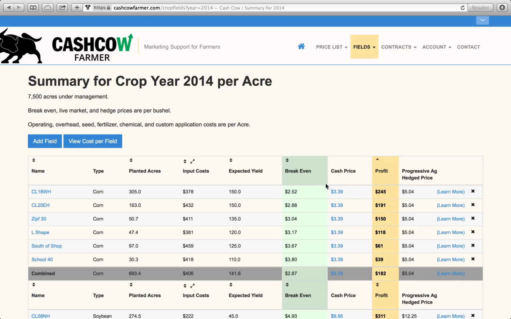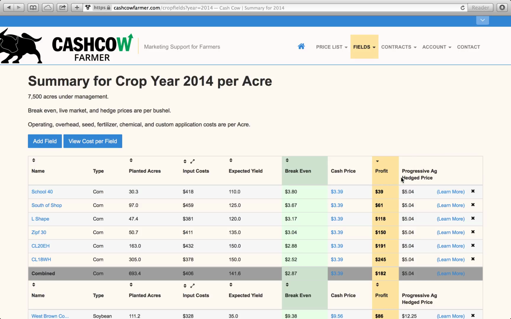But our profit's not only considering our break-even and our cash price, but it's also considering the contracts that we've made for 2014. So if we've already sold half of our crop, that's going to be at the price that we sold at, and the other half is going to be taking into consideration this cash price. So for an example, when we sort it and we see that this is the lowest profit, we paid more for this field than the cash price is right now, but we're still making a profit. That's because we've already contracted out some of our grain.